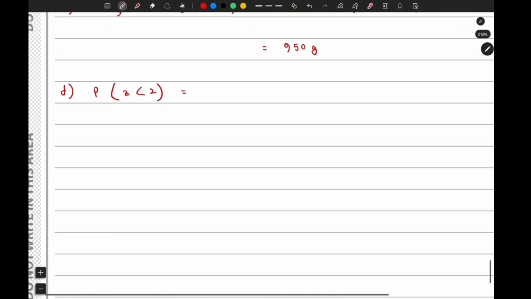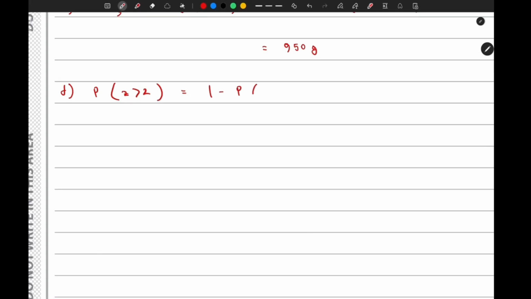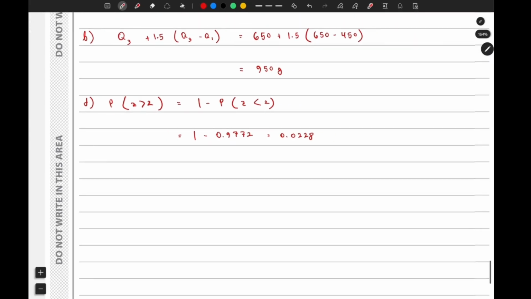Okay, so outlier means a maximum value. So it cannot be less than 2. It must be greater than 2. Z is greater than 2. So we know that this can be written as 1 minus probability of Z is less than 2. And 1 minus 0.9772, so the answer will be 0.0228.